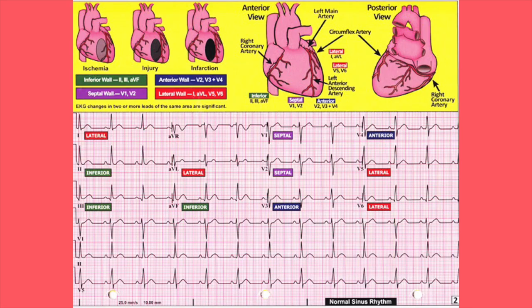Here's a slide for reference that reviews localization of a STEMI. Inferior leads include 2, 3, and AVF. Lateral leads include V5, V6, 1, and AVL. Some note that 1 and AVL are actually high lateral leads. Septal leads include V1, V2. Anterior leads include V3, V4.